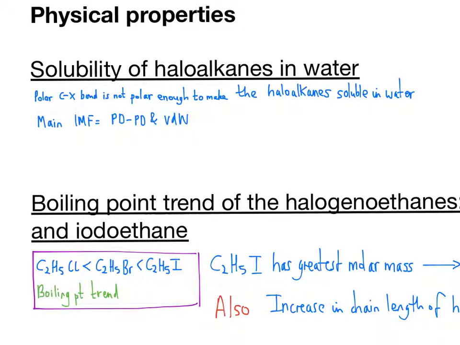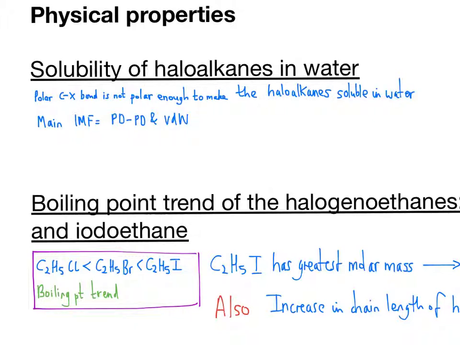Now we'll look at some of the physical properties of the haloalkanes. The first one is that the haloalkanes are insoluble in water. Although they have this polar C-X bond, it's not polar enough to make the haloalkane soluble in water.